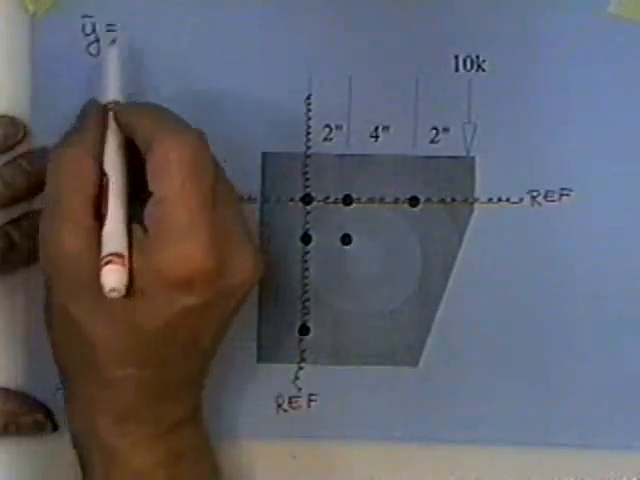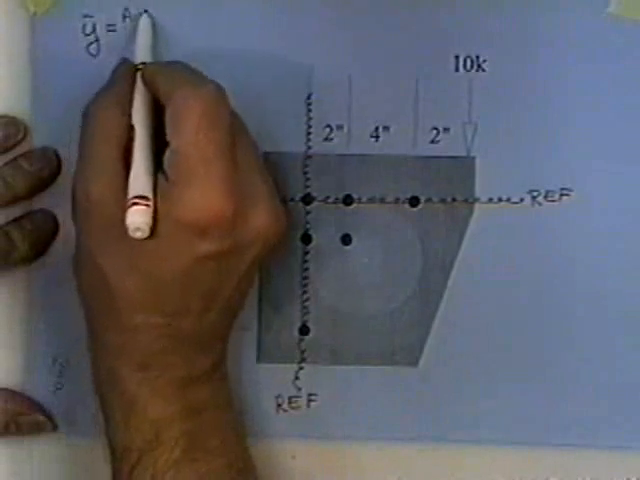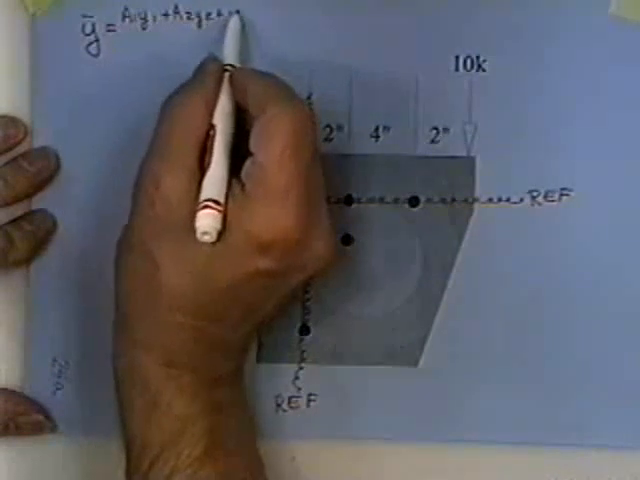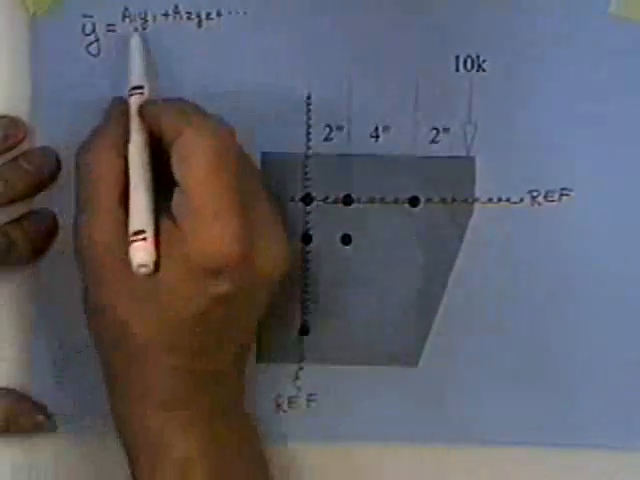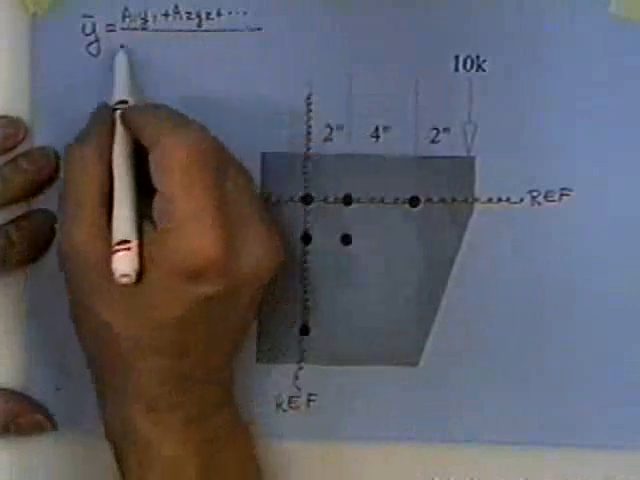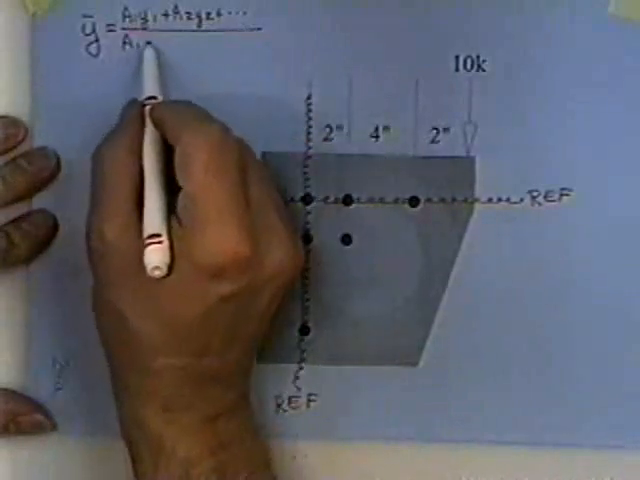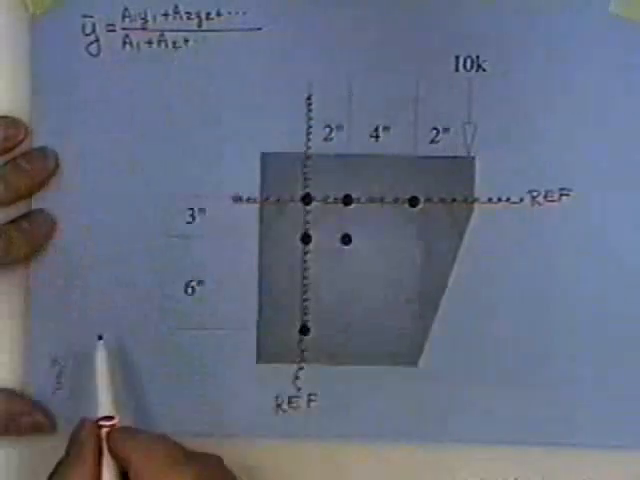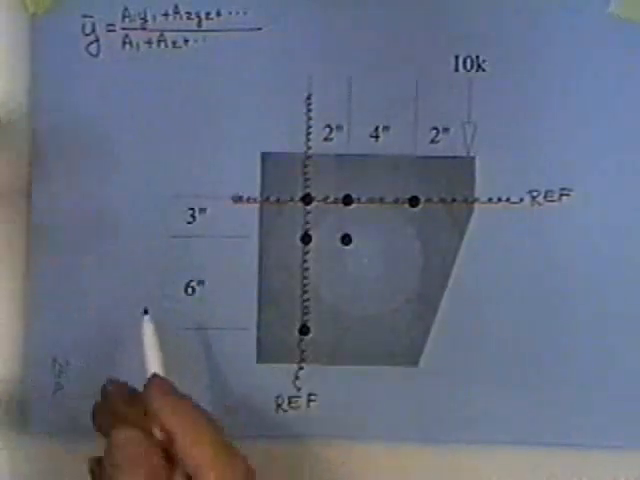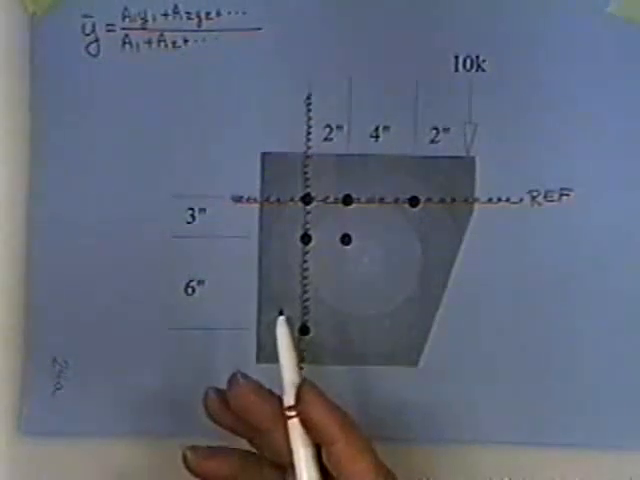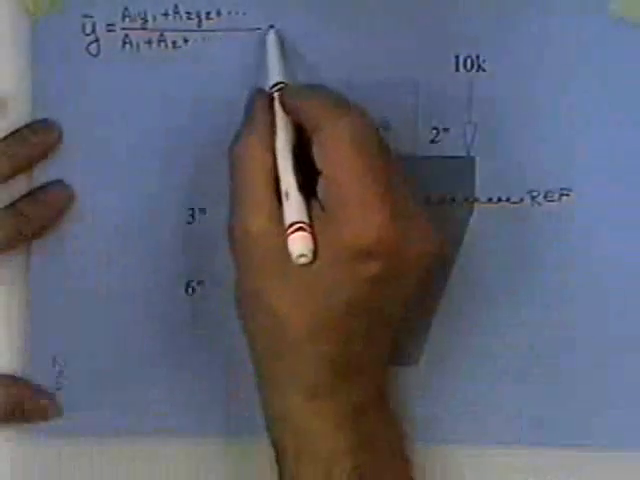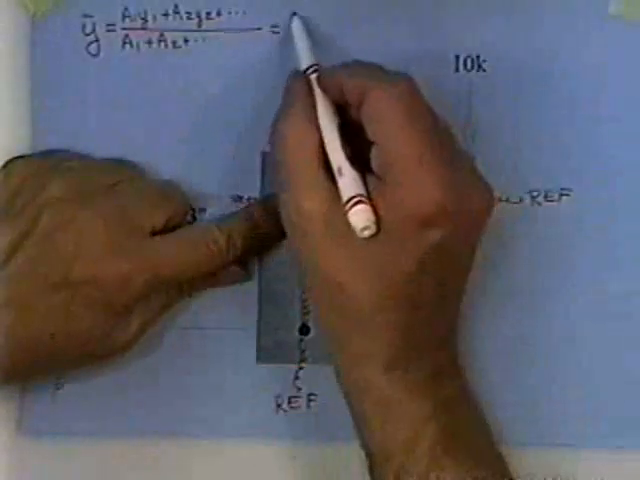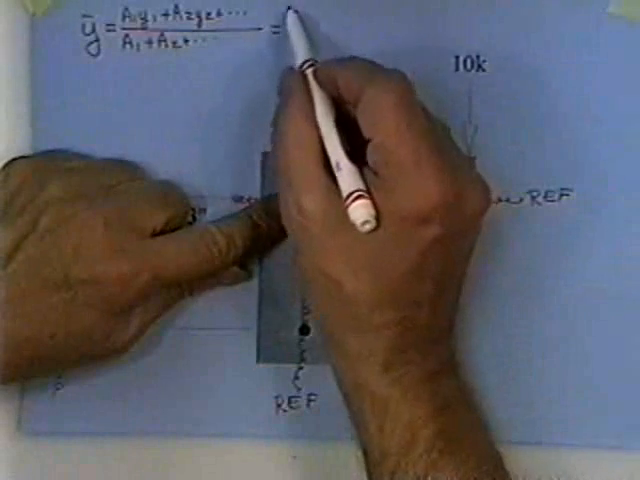Y bar is A1 Y1 plus A2 Y2 plus dot, dot, dot. The old famous dot, dot, dot. Divided by A1 plus A2 plus dot, dot, dot. Where area is just a bolt. Is equal to. I got 3 bolts.